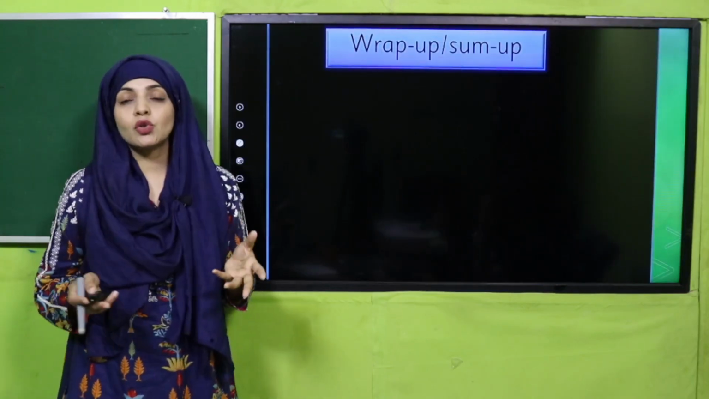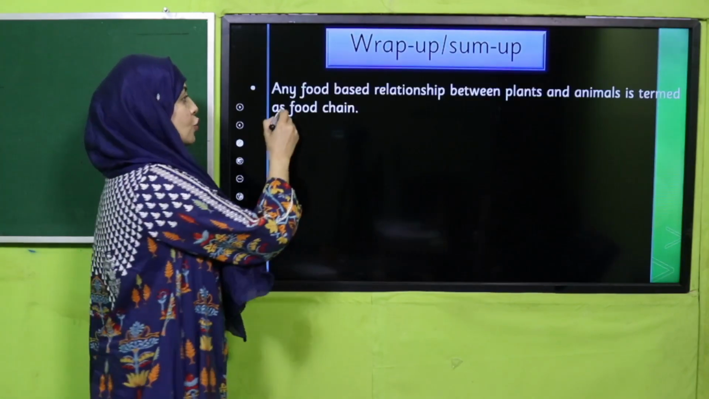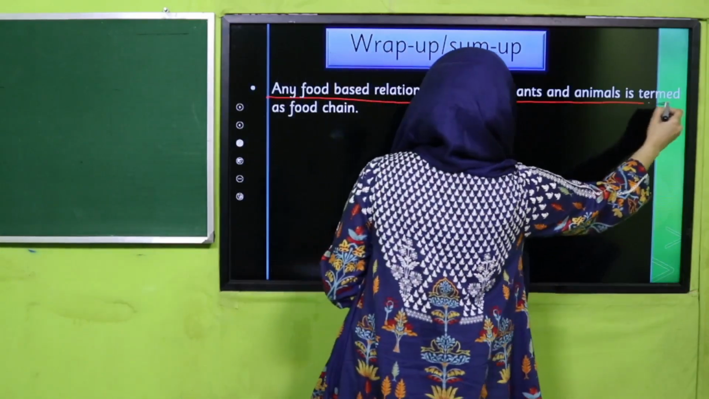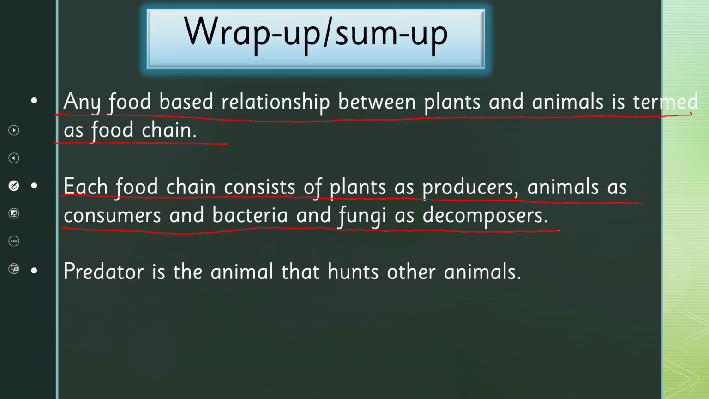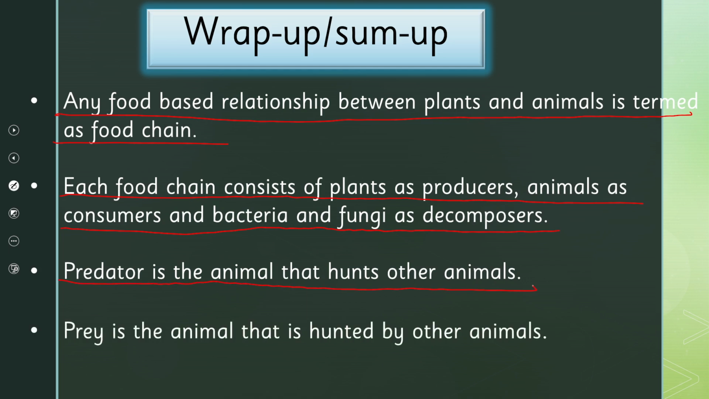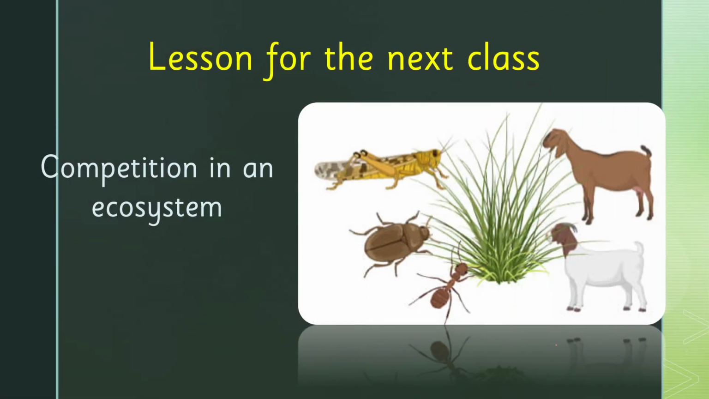So my dear students, today we have learned that any food-based relationship between plants and animals is termed a food chain. Each food chain consists of plants as producers, animals as consumers, and bacteria and fungi as decomposers. Predator is the animal that hunts other animals. Prey is the animal that is hunted by other animals. So my dear students, in the next class, we will discuss competition in an ecosystem.